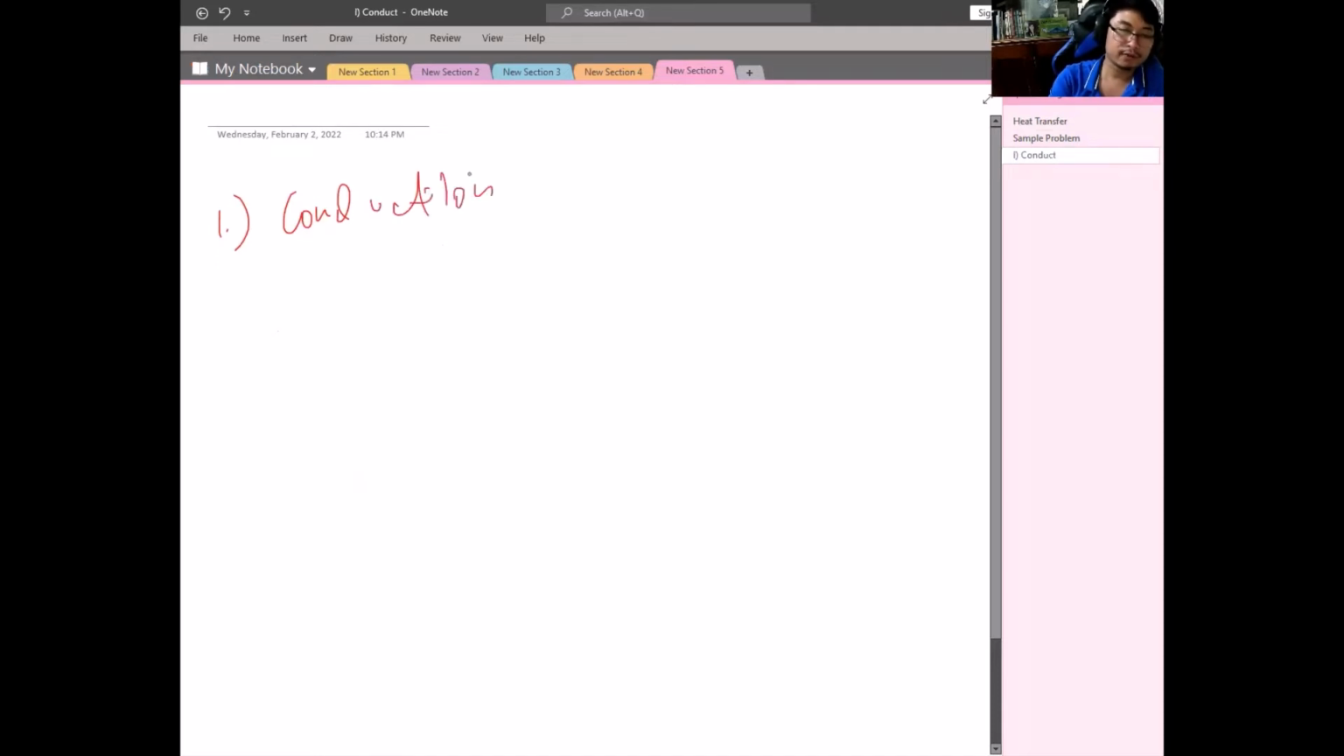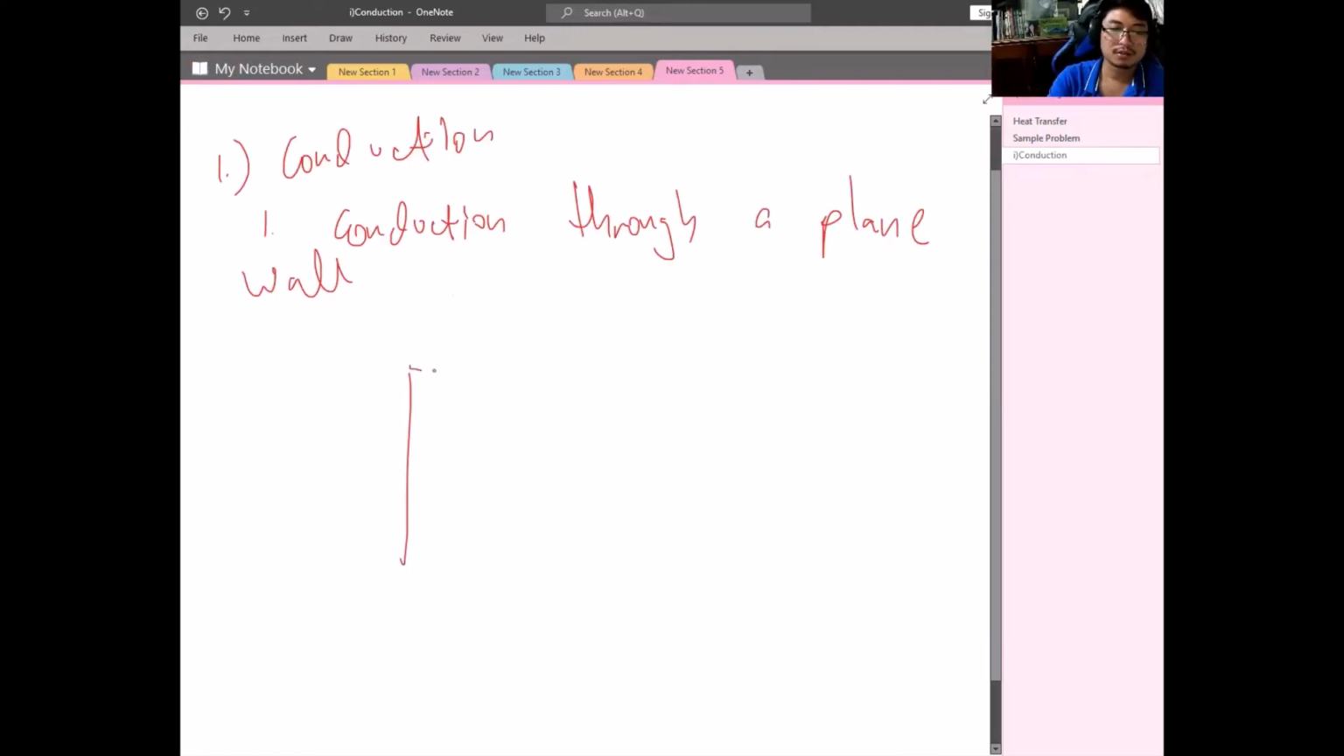Okay. So, our first example of conduction is conduction through a plain wall. Through a plain wall. So, example, we have a wall and has a thickness. Okay? So, ito yung wall natin, no? Ito yung thickness niyan. So, yung kapal. Then, so ito yung wall natin, no? So, 3D natin.